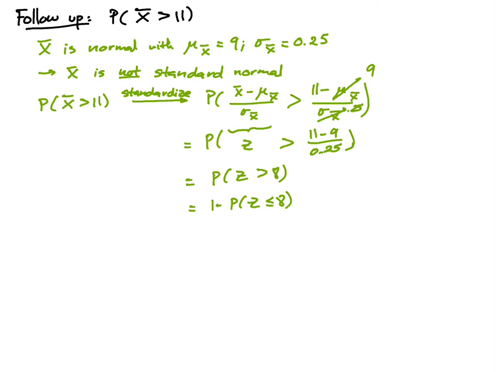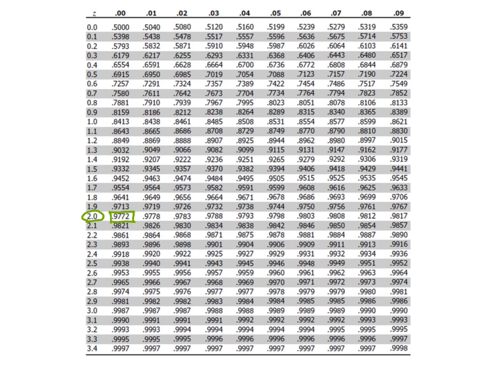Now we go to the table and look for 8. If you go to the table, you're going to notice that the table ends at 3.49. That's the largest value on the table. So how do we figure out what 8 is? Let's go back.